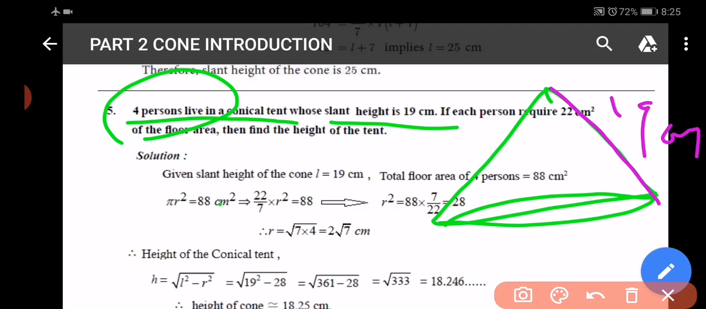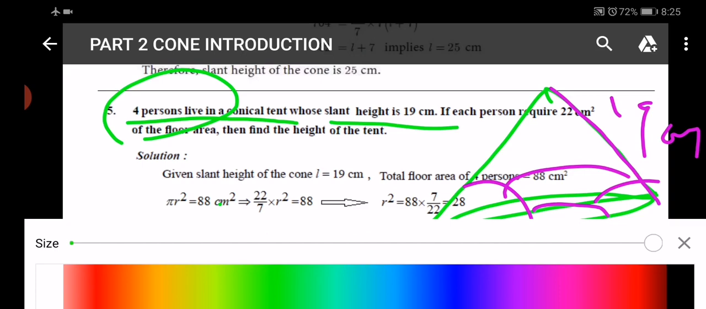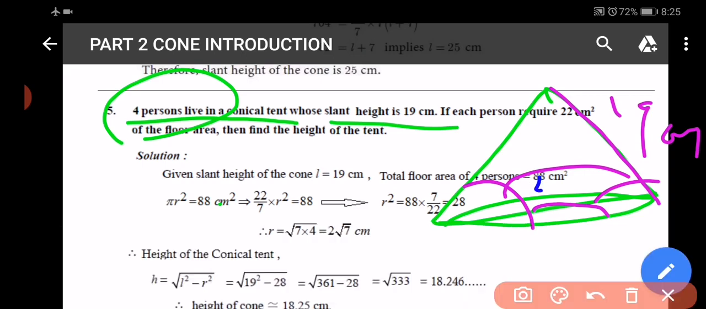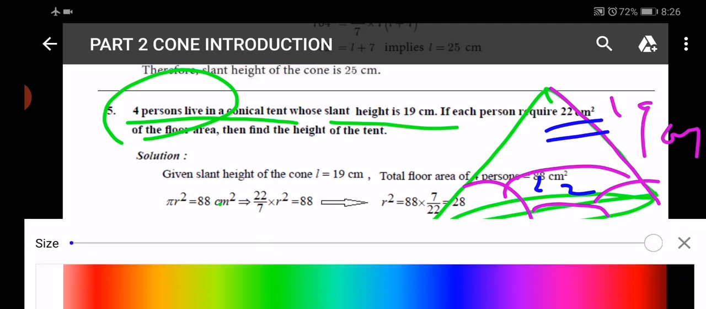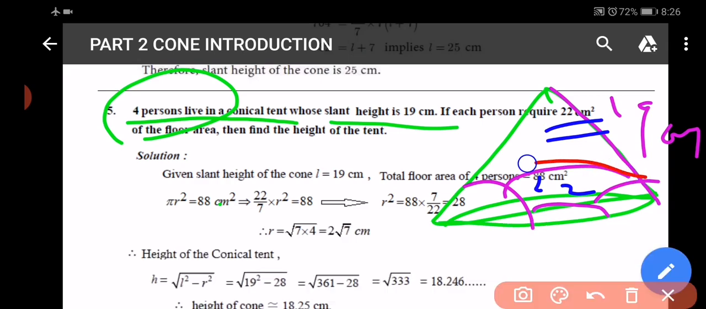So in the base there are 4 persons, so how much area does each person need? 22 centimeter square area. That is only the base. It represents a base. The base is separated into 4 parts. So each part requires 22 centimeter square. That is called floor area.